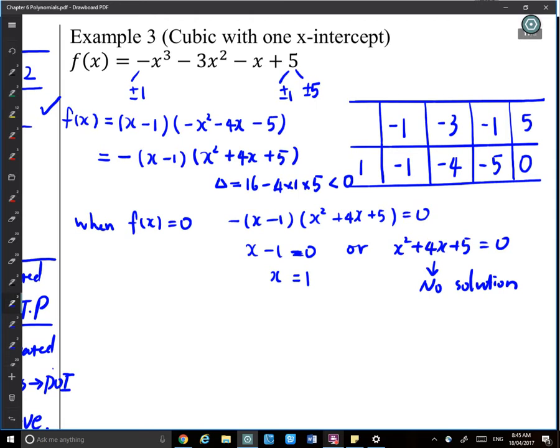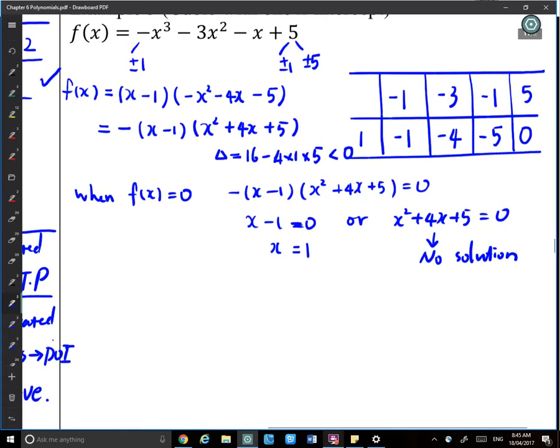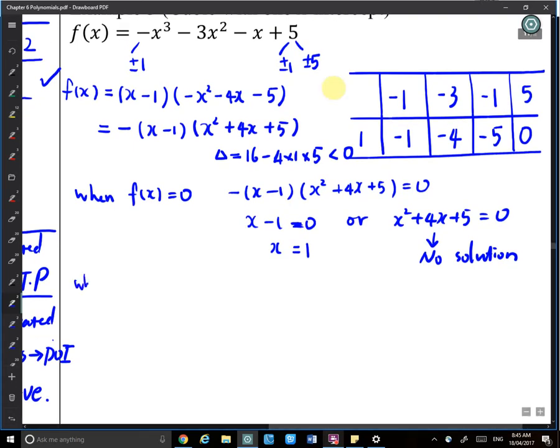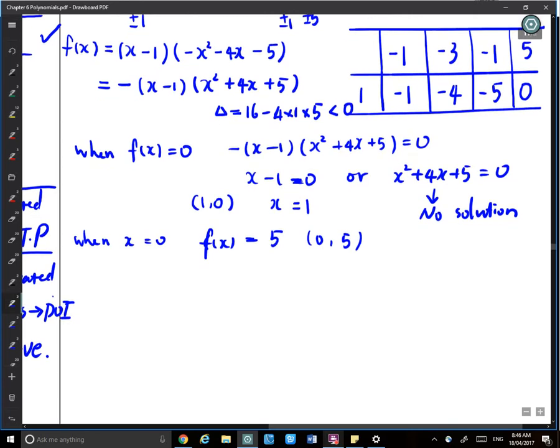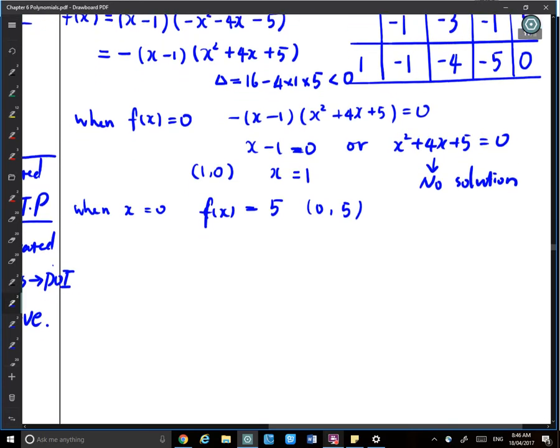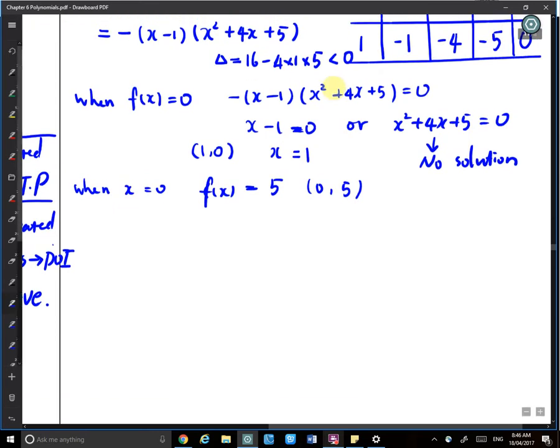For a cubic, you can have one x-intercept, which is x equals 1. And when x equals 0, my f(x) equals positive 5. So you have (0, 5), and for this one you have (1, 0). Okay, and let's sketch this one.